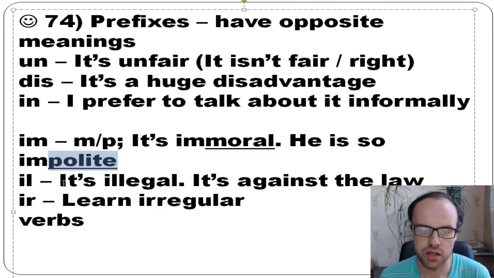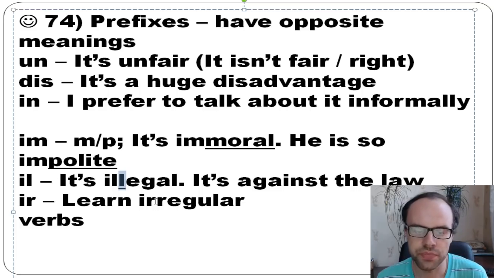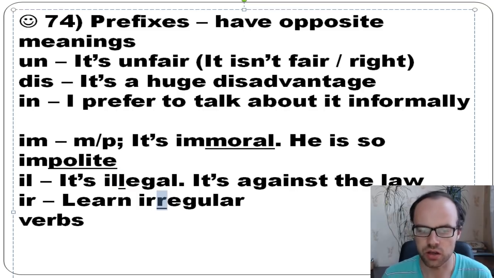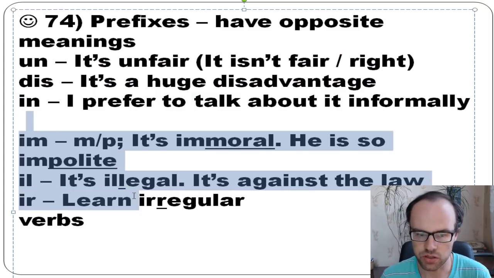Okay, next. There are also some rules about il and ir. So we use il if the word starts with L, it's illegal, it's against the law, and we use ir if the word starts with R, irregular. Learn irregular verbs. So you need to memorize words with un, dis, in. It comes from practice, and there are some rules concerning im, il, and ir.